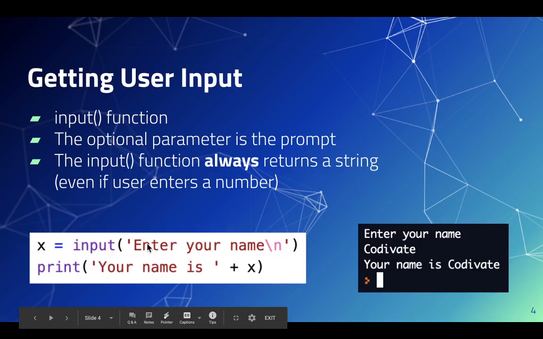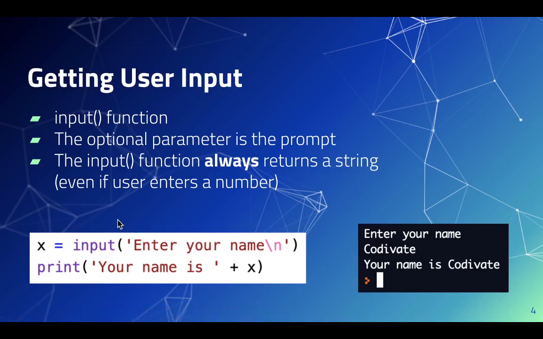So this is how this output corresponds to the code we wrote. And it's important to note that the input function always returns a string. So if we were to write "enter a number" and they type the number 5, it wouldn't give back 5. What it would do is give back the string version of 5, so basically 5 inside double quotes.